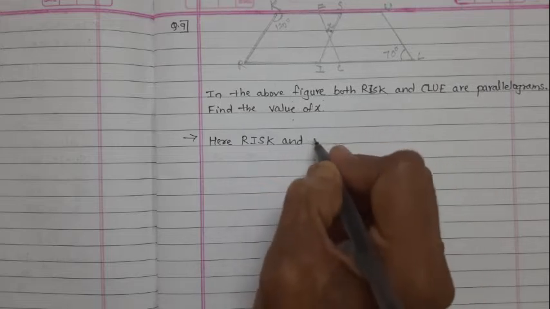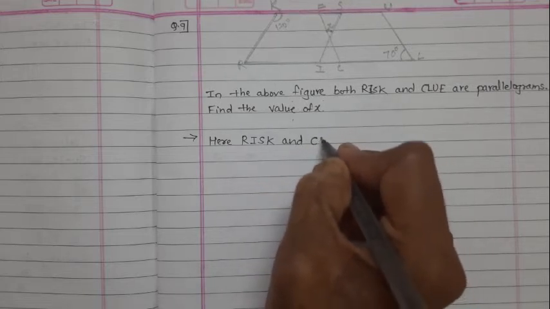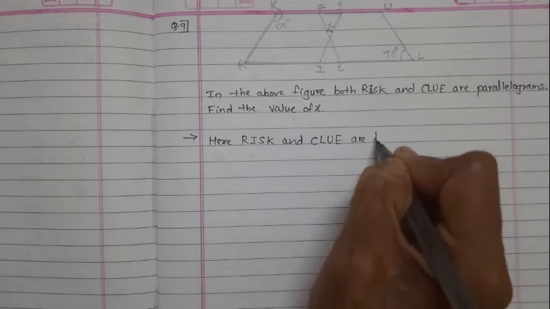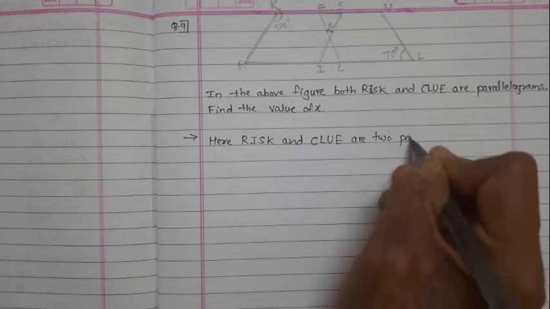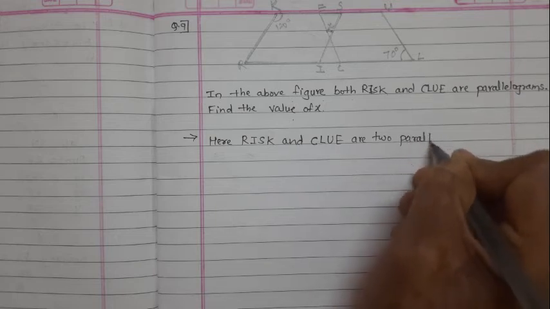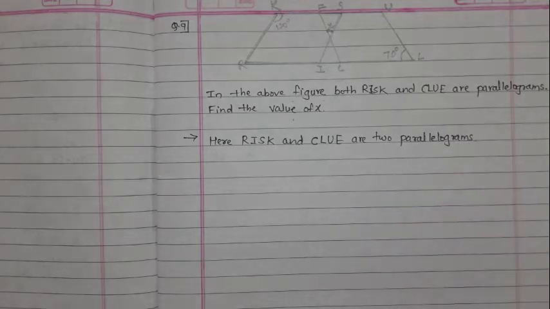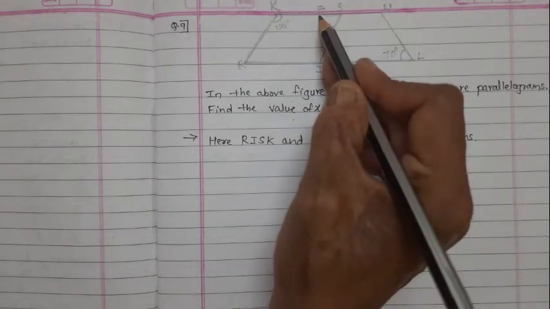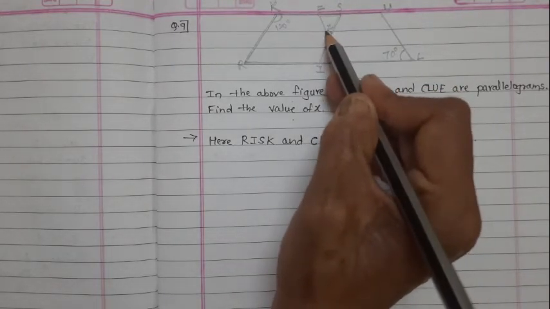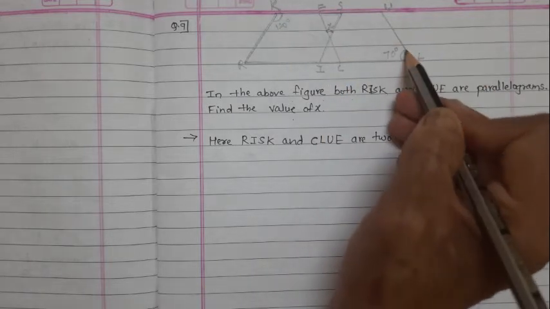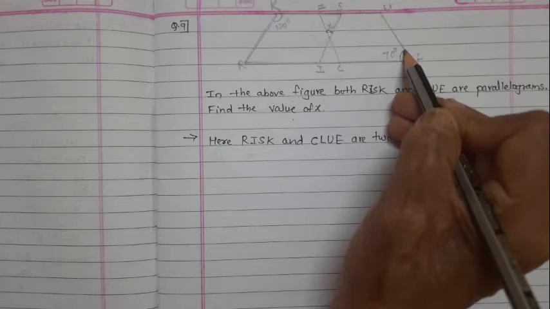and CLUE are two parallelograms. Okay, these are the two parallelograms. Now if you see in this figure, this x we have to find. Okay, x we have to find. Now we know the angle L. Angle L is 70 degrees.